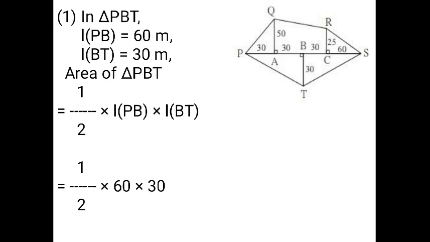Now you have to do two table cancellation. 2 1s are 2, 30s are 60. Square of 30 is 900. 30 into 30 is 900 square meter.